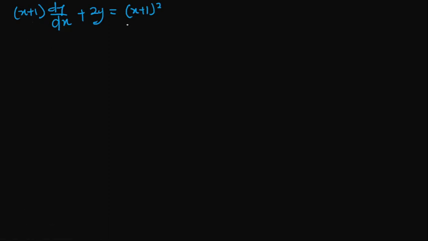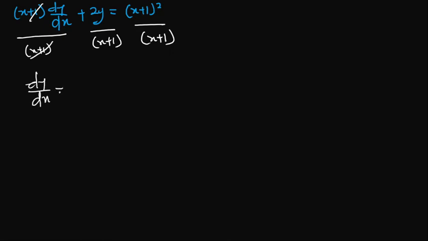So like I said, the first thing we need to do is to make sure the coefficient of the dy dx term is just 1. So we divide both sides by x plus 1. This side by x plus 1, this side also by x plus 1. So this cancels this. So we have our dy dx now plus 2 on x plus 1 multiplied by y. This is 2y over x plus 1, is equal to, this cancels one of these, so we have x plus 1. Then we close the bracket.